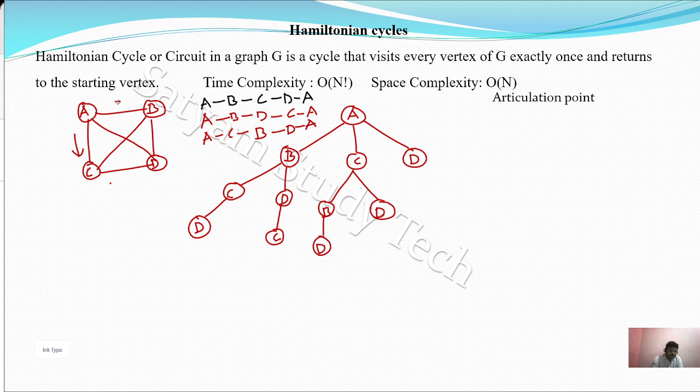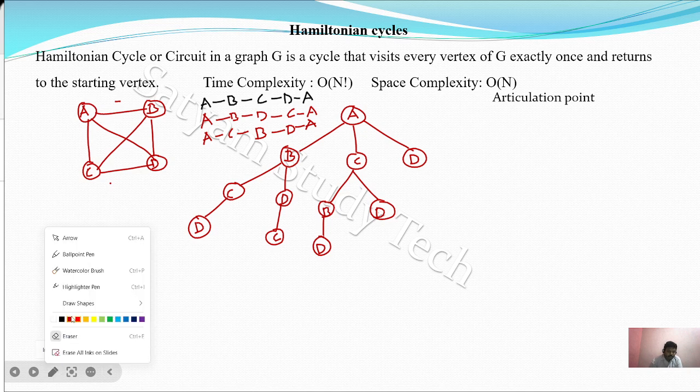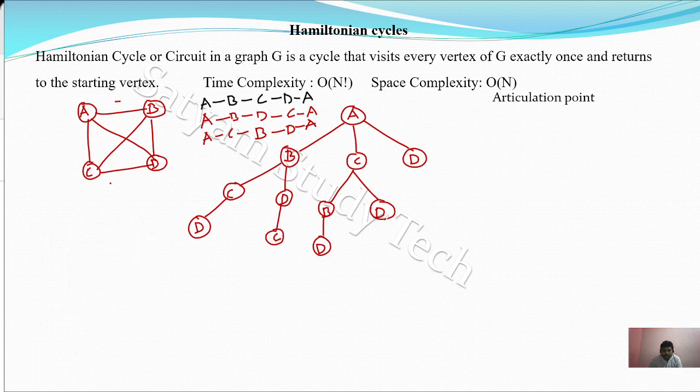Now you can see, is there any other Hamiltonian cycle or not? We can check all the possibilities. Here B is the unvisited vertex. Now you can see A to C, C to D, D to B, B to A. So that is also a cycle. Here it is A to C, C to D, and D to B, and B to A. This is also another cycle.